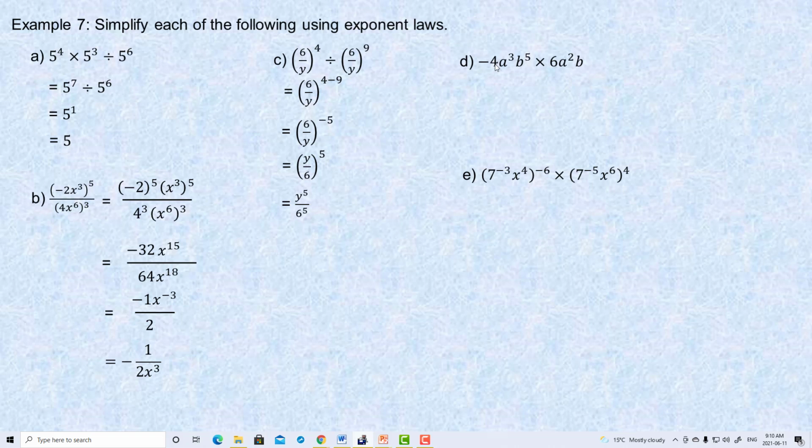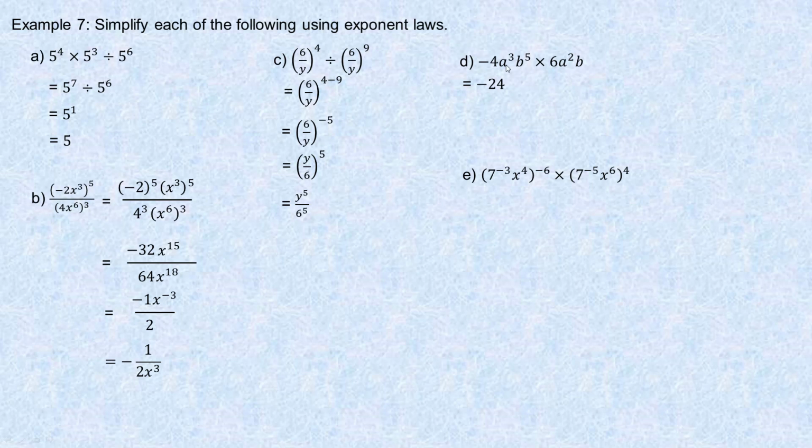Second last one here, so we're multiplying. Negative 4 times 6 would be negative 24. A cubed times a squared, powers with the same base, so we add the exponents. 3 and 2 is 5. And similar idea here. Remember, there's a 1 here, so 1 and 5 would add to 6, so it's b to the 6 on the end.